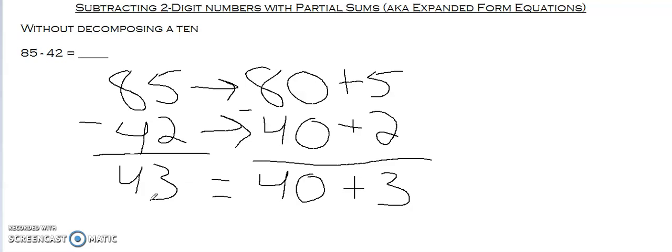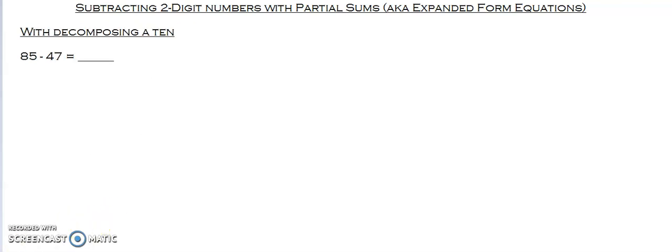A lot of students, when they learn how to do the standard algorithm, like a lot of you have learned, they don't understand what they're doing, and so doing the expanded form off to the side will help them understand what those digits represent. In this next example, you will need to decompose a 10.